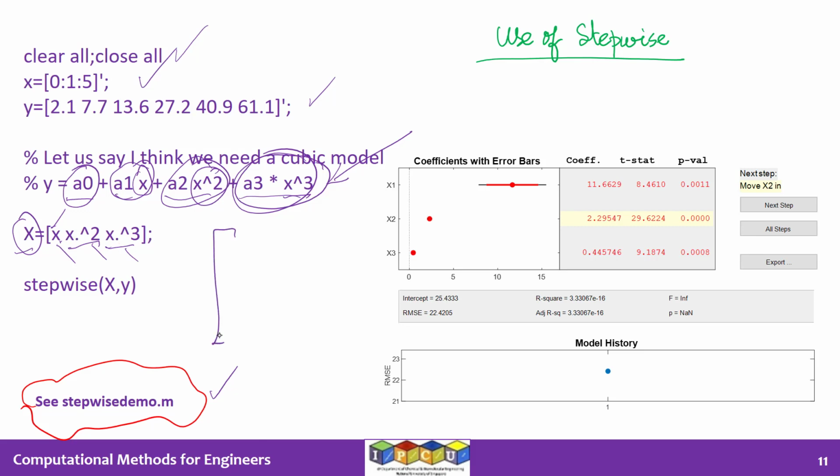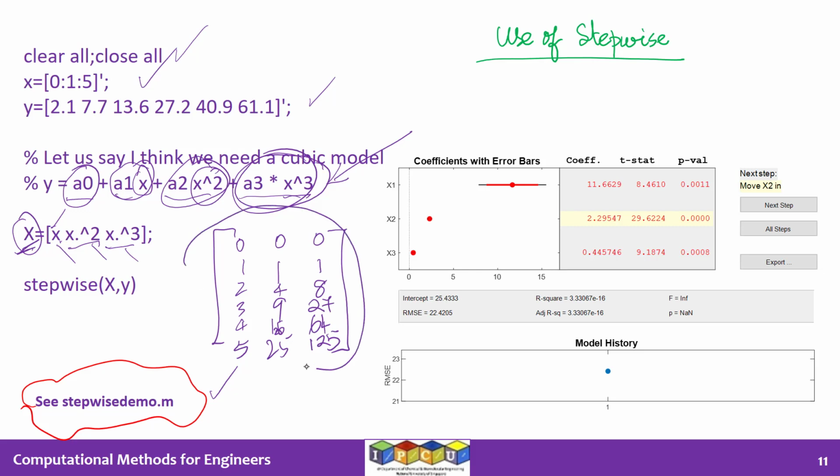So the big X matrix in this case will have a first column of 0, 1, 2, 3, 4, 5. The second column will be 0, 1 squared is 1, 2 squared is 4, 3 squared is 9, 4 squared is 16, 5 squared is 25. And now 0 cubed is 0, 1 cubed is 1, 2 cubed is 8, 3 cubed is 27, 4 cubed is 64, and 5 cubed is 125. So at this point, the big X matrix will comprise these numbers.